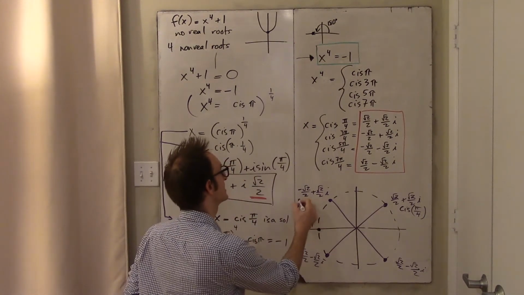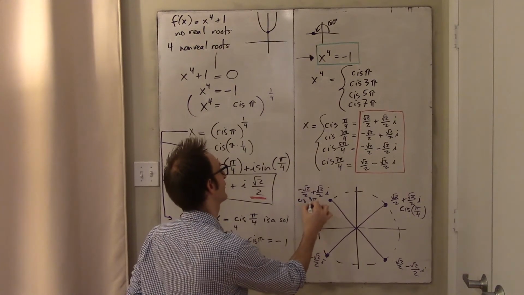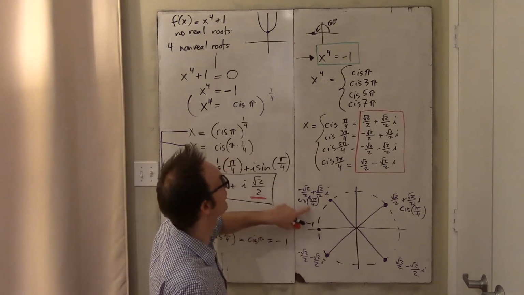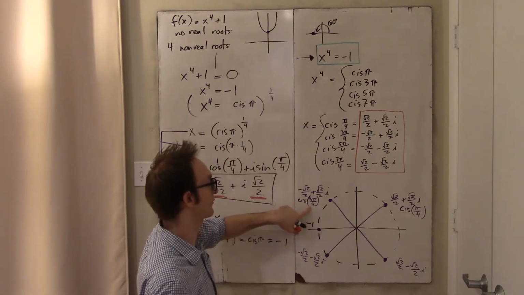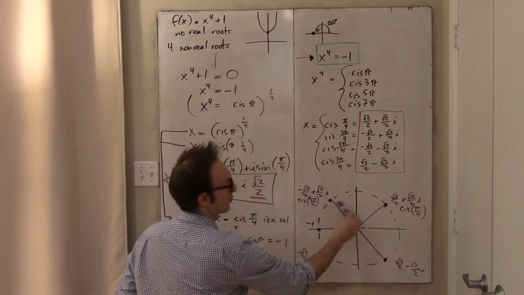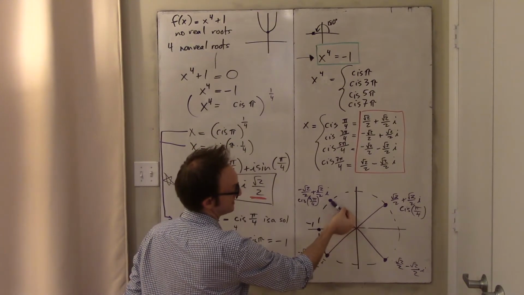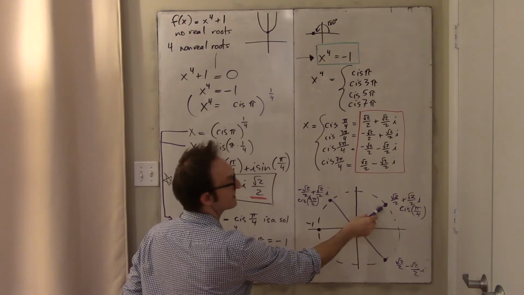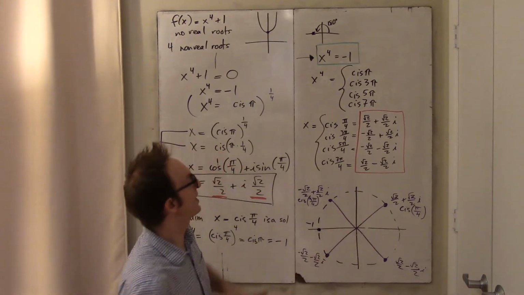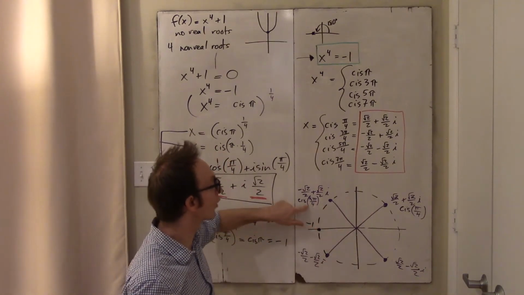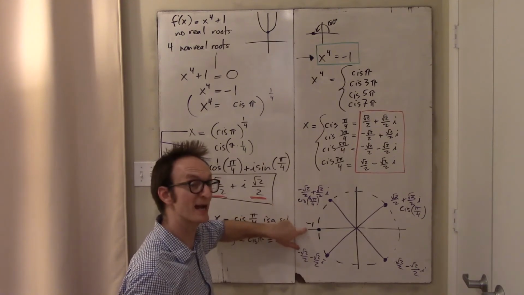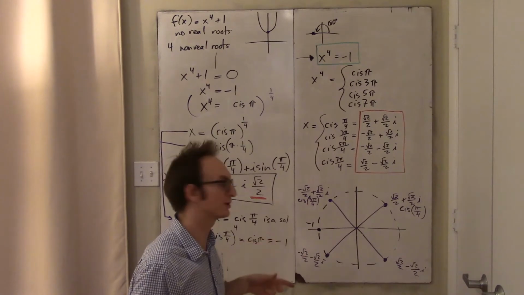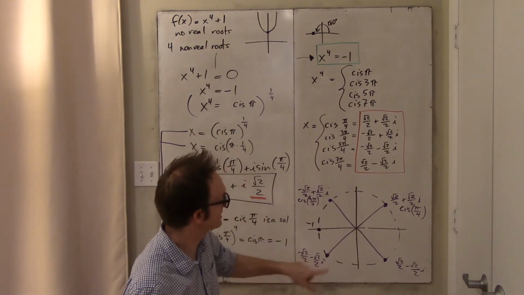Because what is this? This is cis 3 pi over 4. Why should that be a solution? Because if you rotate 4 times by 3 pi over 4, let's see what happens to you. That's 1, then that's 2, then that's 3, and then that's 4. So if you multiply by cis 3 pi over 4 4 times, you also end up back at negative 1, but this time having gone 1.5 times around the circle. And the rest of these are just the same, right?